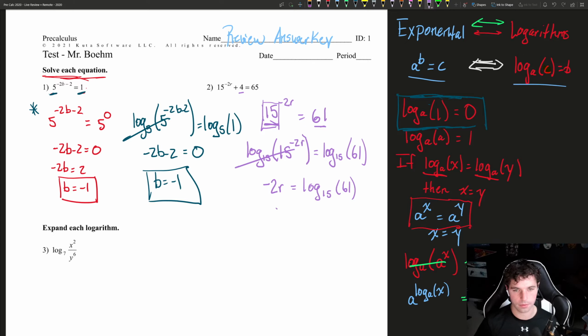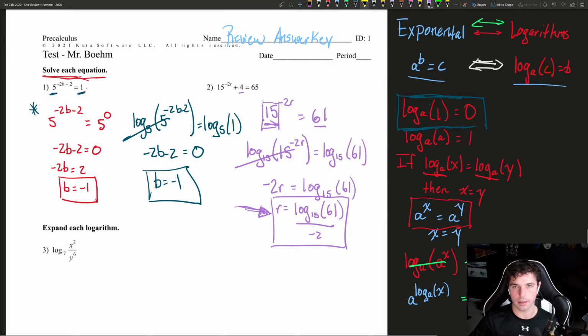And then this is our answer. And I'm not worried about decimals. This is actually a more precise answer than anything you'd get in a calculator. So let's stick with this. Okay. Keep in mind, getting from this step up to this step is the hard part. Everything else is just algebra.